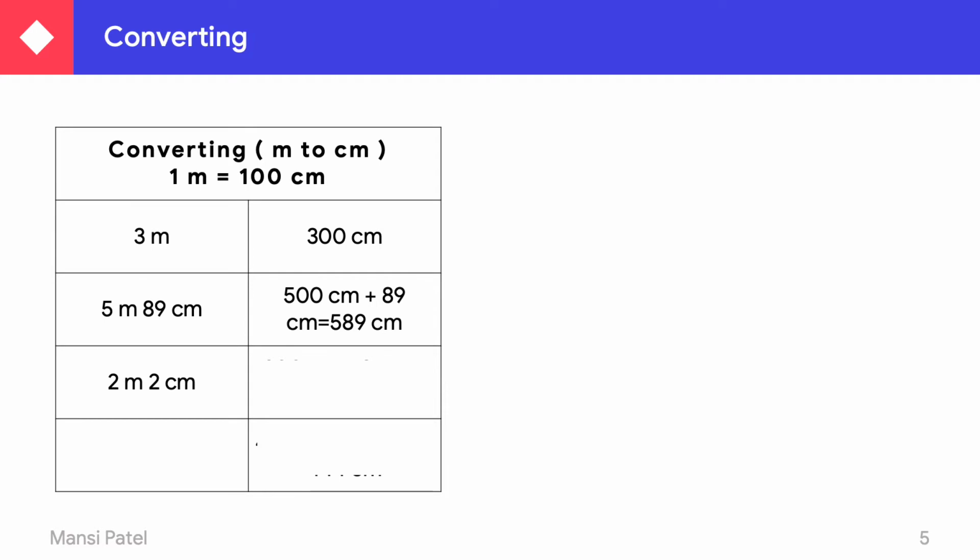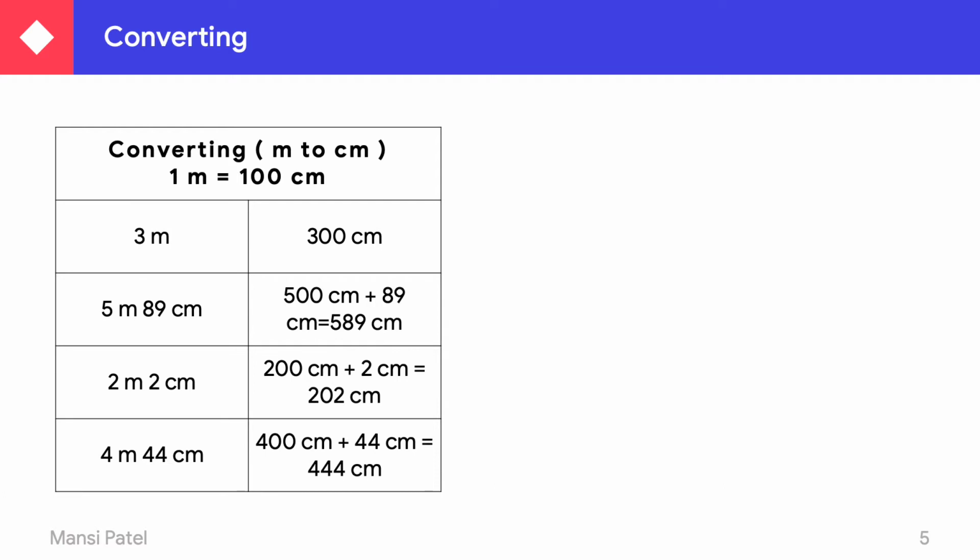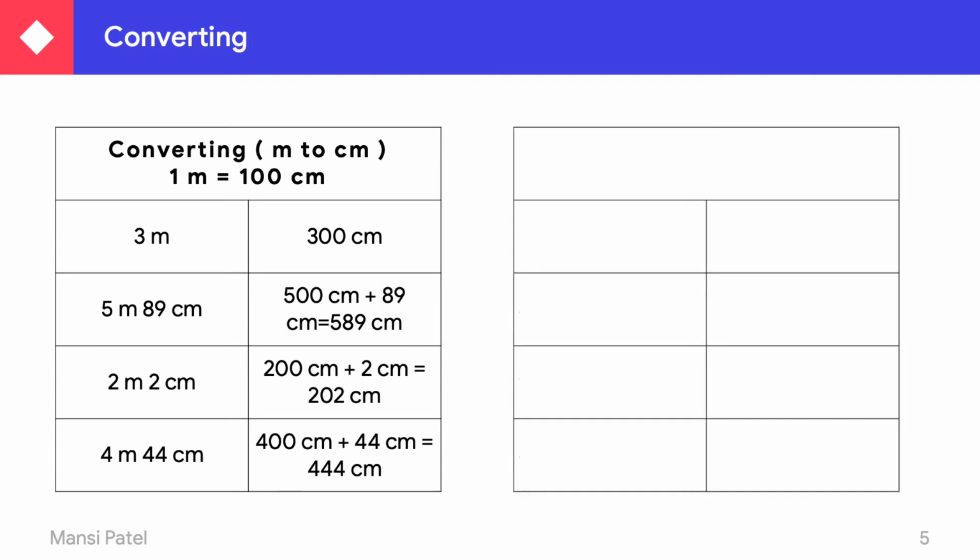Then 2 meter and 2 centimeter. 2 meter converted into centimeter becomes 200 centimeter plus 2 centimeter. It becomes the addition of 200 plus 2, which is equal to 202 centimeter. Then 4 meter 44 centimeter. 4 meter is equal to 400 centimeter plus 44 centimeter. So it becomes 444 centimeter. This is the conversion of meter to centimeter.